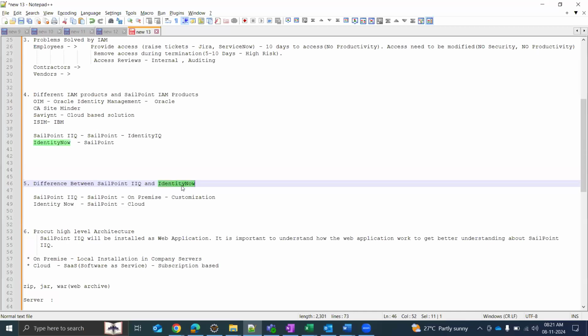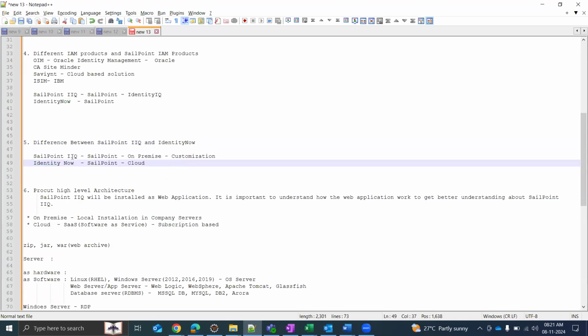So this is one drawback for SailPoint Identity Now from the implementation point of view. But the advantage is that it's seamless access. You can access it anywhere, and there is no headache of maintenance. Okay, and whether we need to go for IIQ or Identity Now, it's altogether a different question.